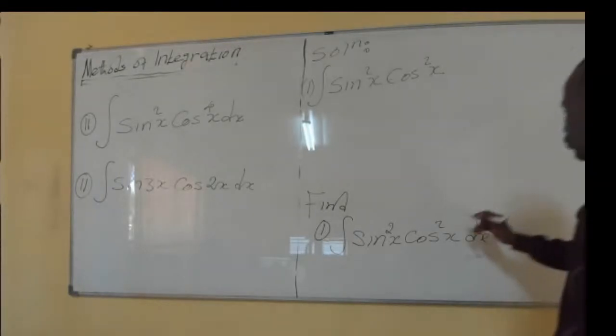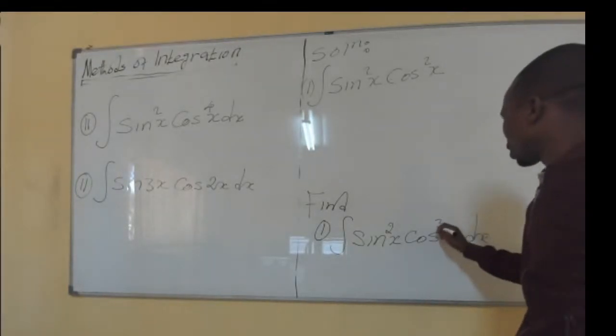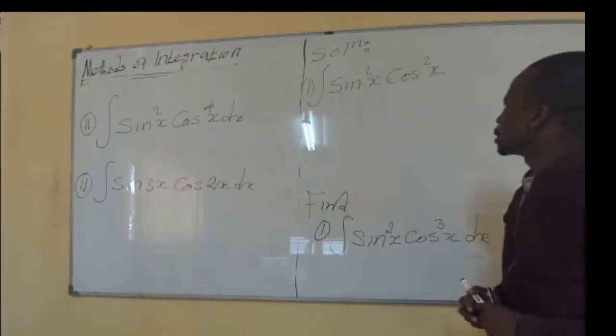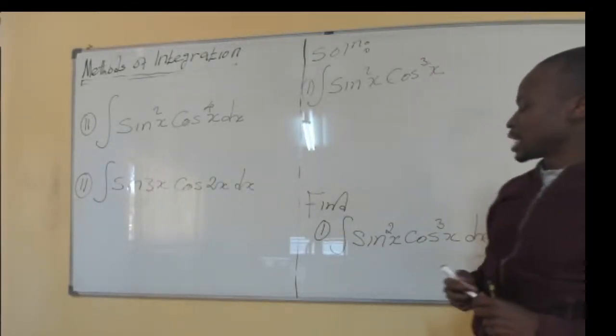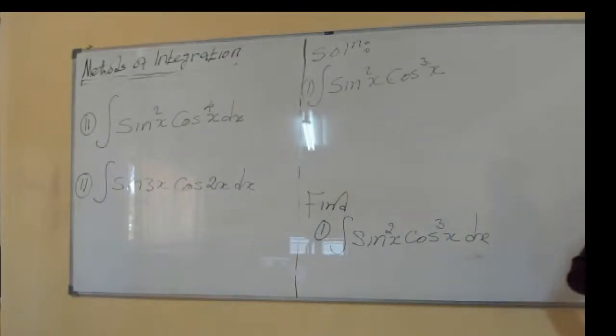No. It was supposed to be the power 3. This one was supposed to be power 3. So it's supposed to have a power 3 there. It was supposed to be sine squared of x times the cos cubed of x.